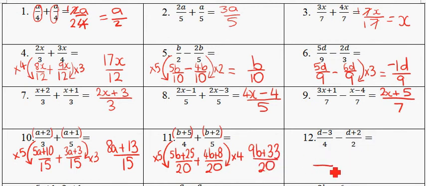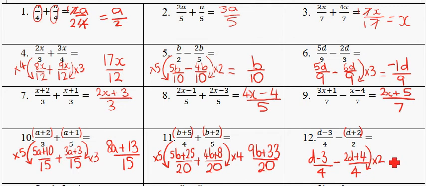This time, least common multiple will be 4. So we can leave that one the same. Being careful with this fraction, timesing top and bottom by 2. 2 2s are 4 for the denominator. Timesing the numerator by 2, both terms, 2d plus 4.